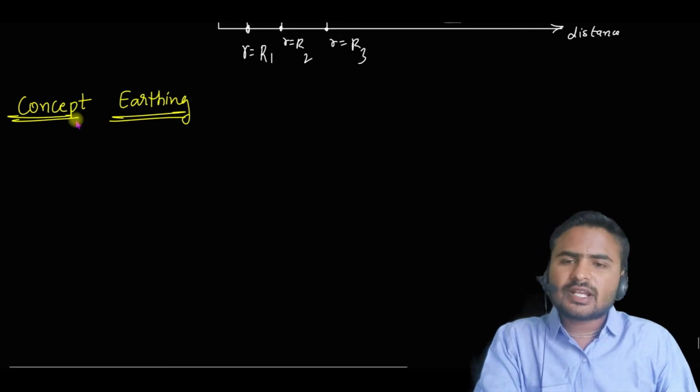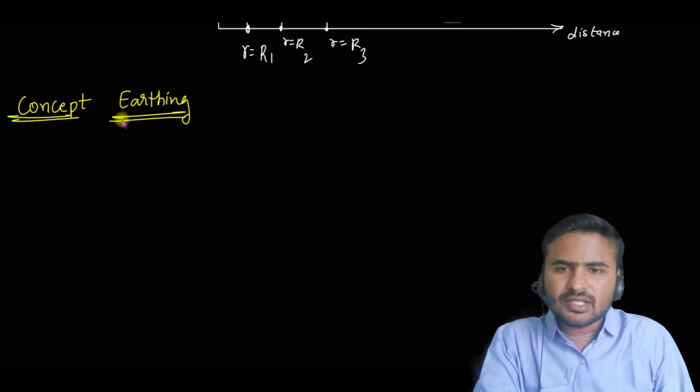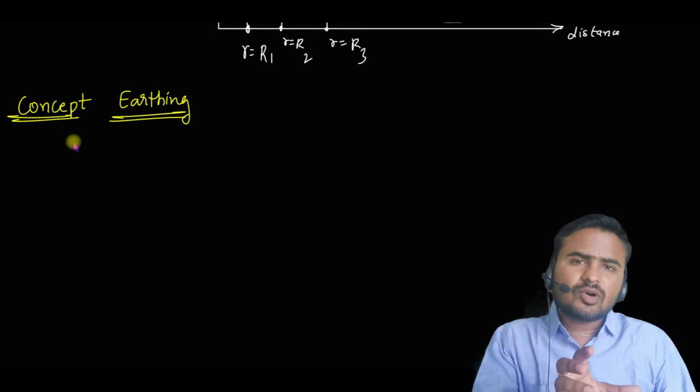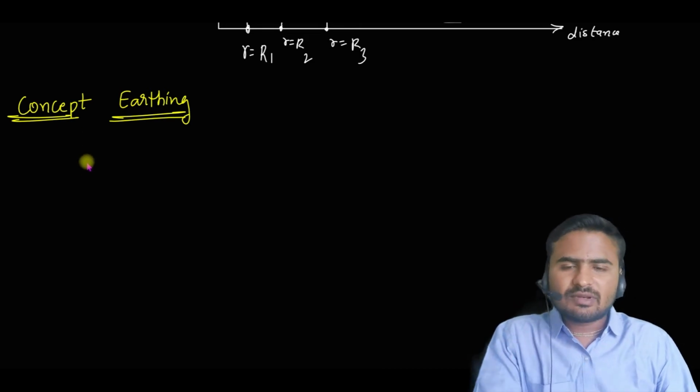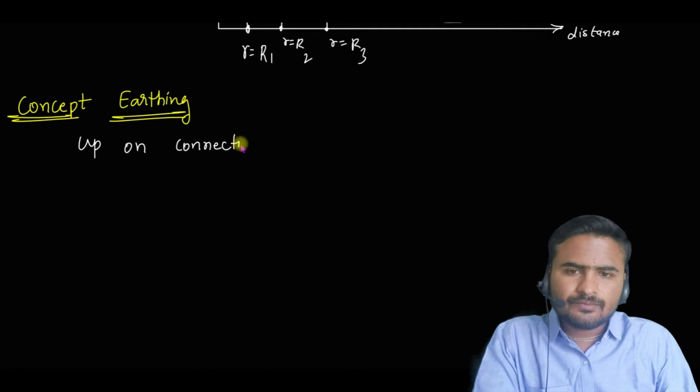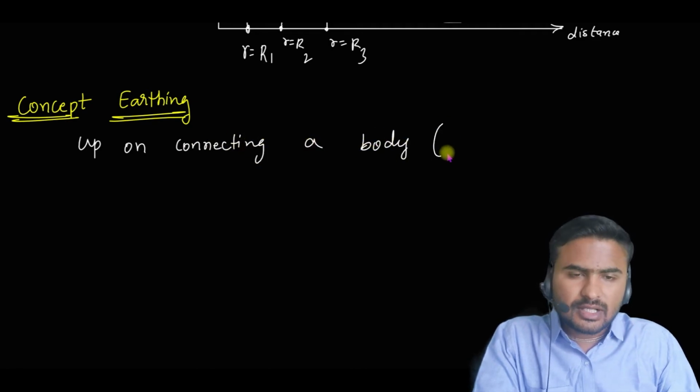All right, so now we will write what earthing is. Connecting a body to the ground is nothing but earthing. But what will happen when you connect a body to the ground? The potential of that body will become zero. Upon connecting a body, conductor, it must be a conductor.